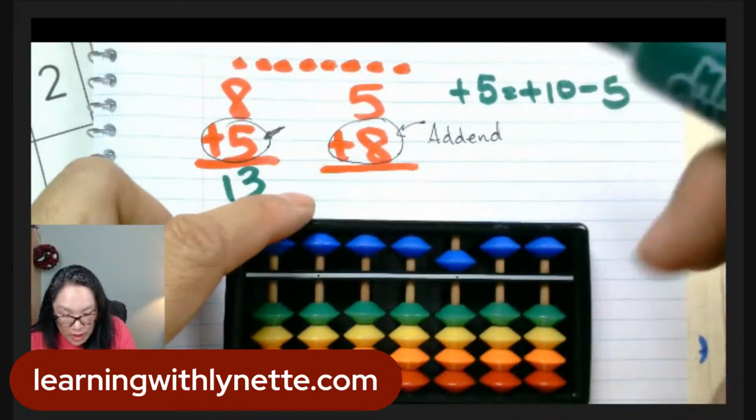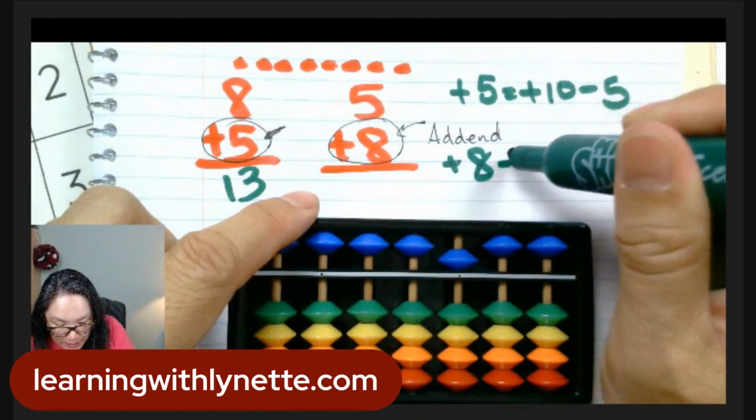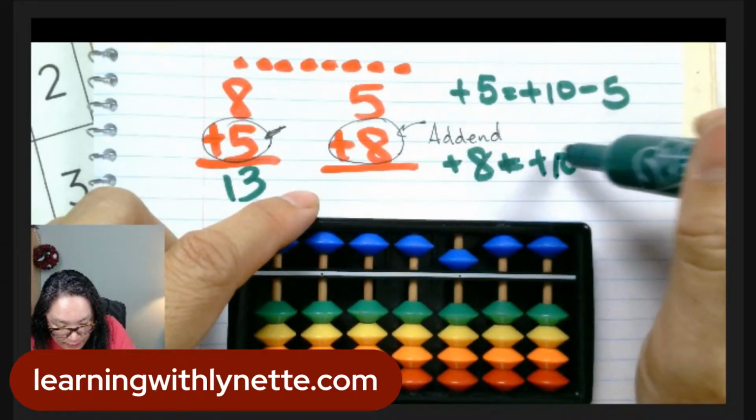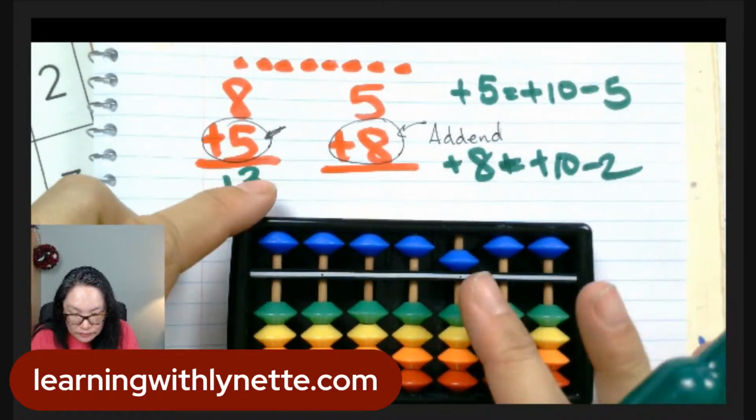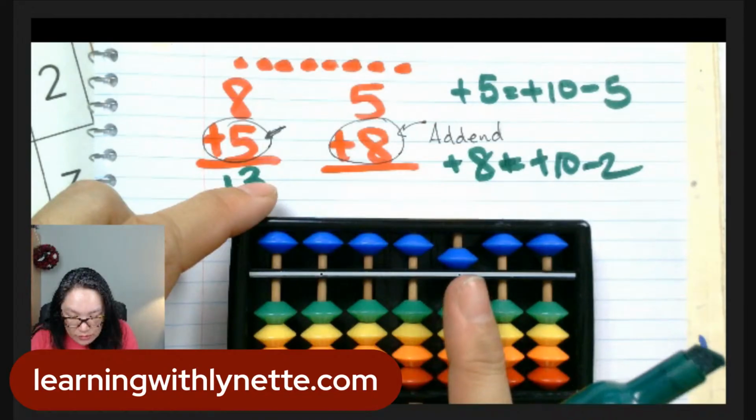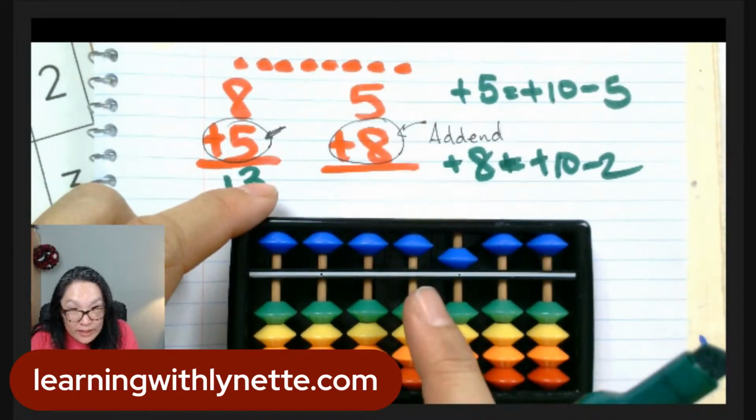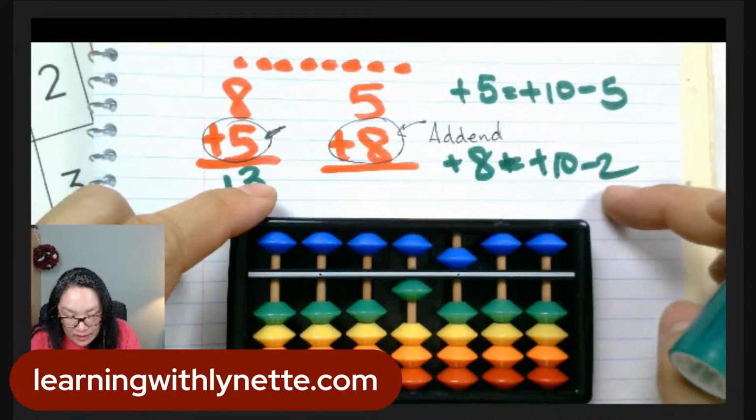So what are we going to do? Plus the 8. We know how to plus the 8. Plus the 8 is equal to plus the 10 minus the 2. So I'm going to plus the 10, 0, 1, 0, 1. I'm going to add the 1 here. I'm going to add the 1 here. Now I have to take away the 2.